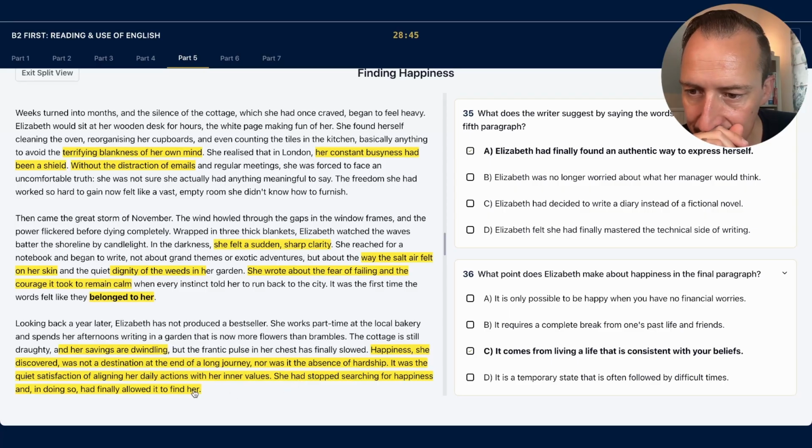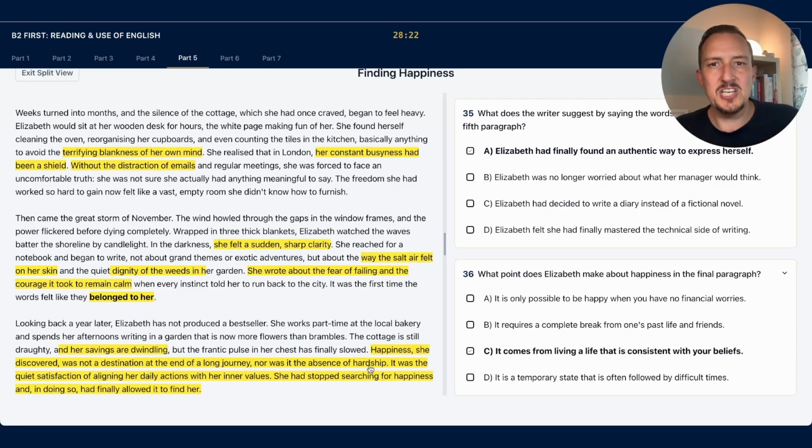Requires a complete break from work and friends. There's no suggestion that that's what the happiness is. A complete break. No, she talks more about the journey not being the end of the journey. And it's a temporary state that is followed by difficult times, nor was it the absence of hardship. No, although she mentions hardship, which means difficult times, she doesn't suggest anything temporary or short term about this. So correct answer, C. Well done.